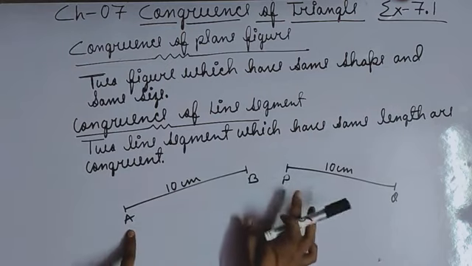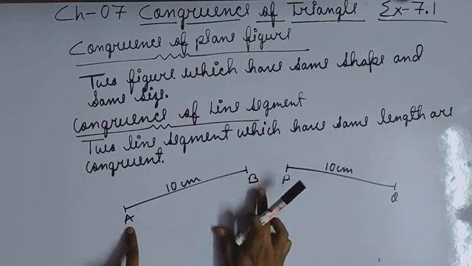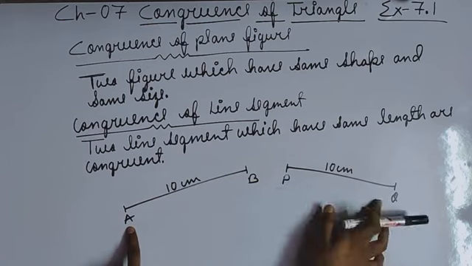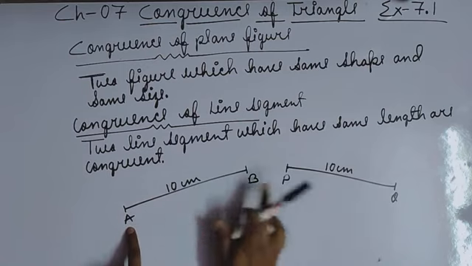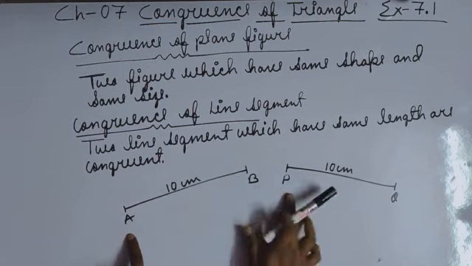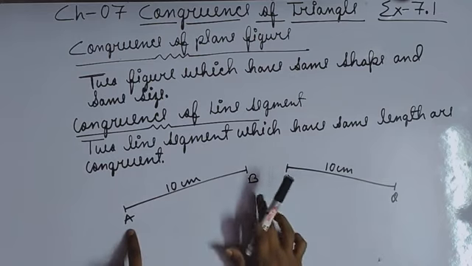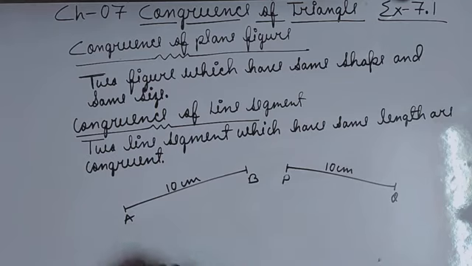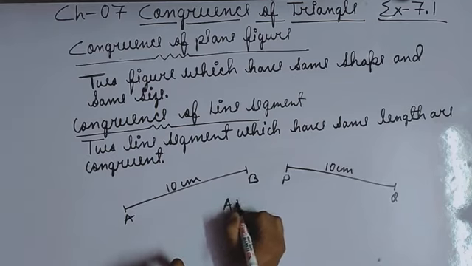I am taking two examples: one is AB and another is PQ. The length of line segment AB is 10 centimeter, and the length of line segment PQ is also 10 centimeter. So AB is equal to PQ. The length of AB is equal to the length of PQ. So we say the line segment AB is congruent to PQ.